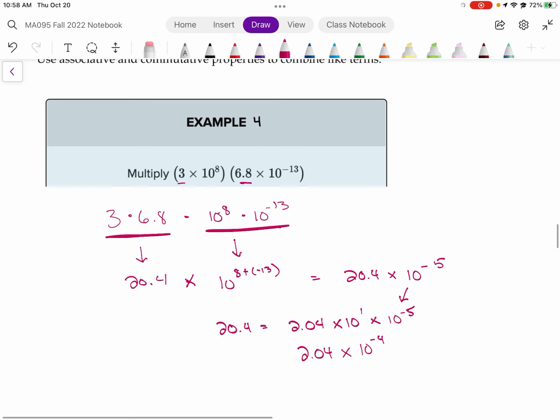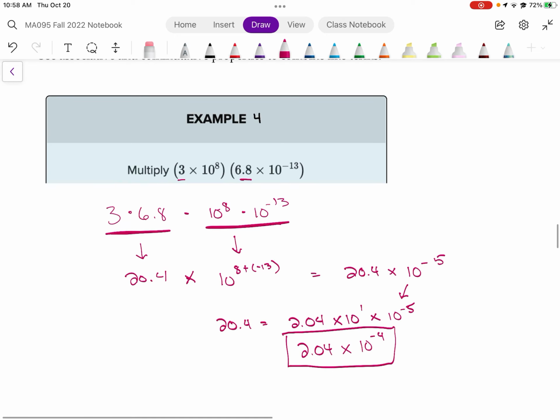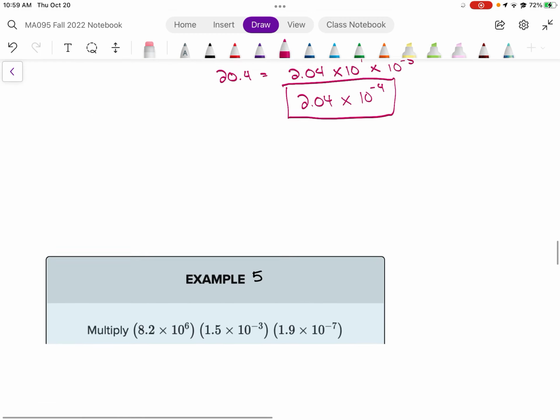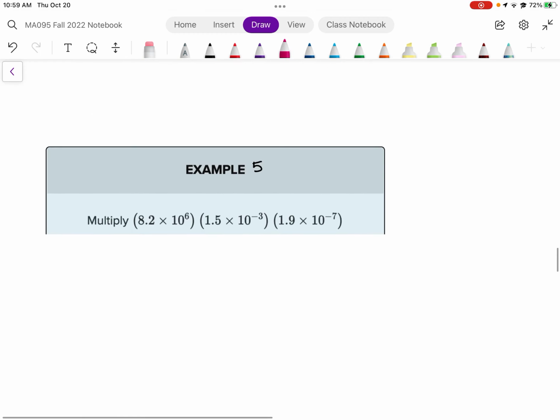I'm doing this kind of the long way, but just wanting you to understand that you can take these things apart and rearrange and do what you need to do to solve them. All right, I'm going to show you one with 3 different numbers. So here we're going to take the 8.2, the 1.5, and the 1.9. 8.2 times 1.5 times 1.9.